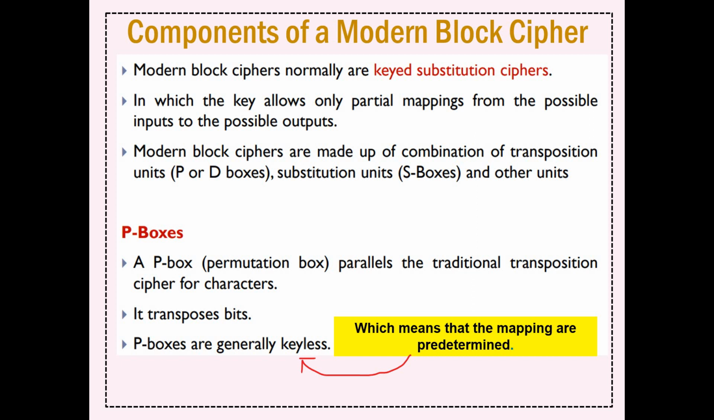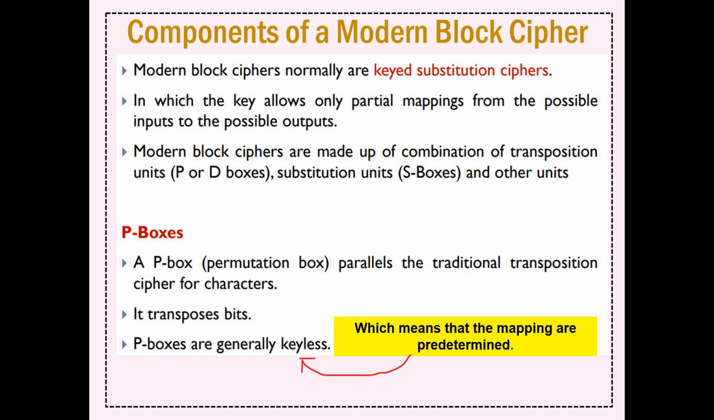If that arrangement is predefined before you make the encryption happen, and the predefined combinations are presented to us, then we look at that as keyed generation or a keyed element. You can see in the second line that the key allows only partial mapping from the possible inputs to the possible outputs. Whereas with modern block ciphers, we are going to use certain blocks called P-boxes and S-boxes. What are they? All these boxes will be used later on.